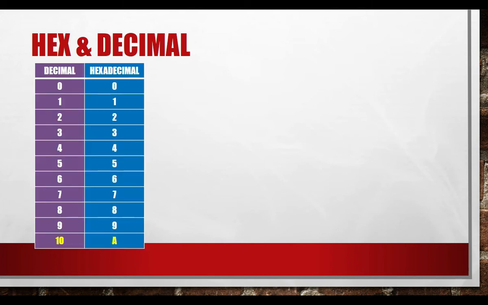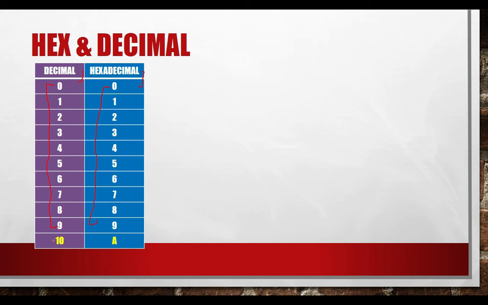So we have a table here that contains two columns. The first column shows the decimal numbers, and the second column shows the hexadecimal numbers. This table shows the equivalent hexadecimal number of a certain decimal number. Now let's observe the pattern. The first 10 numbers of decimal are the same as the first 10 numbers in hexadecimal.